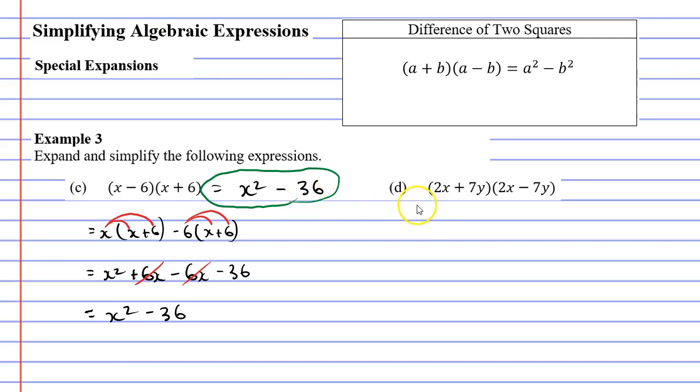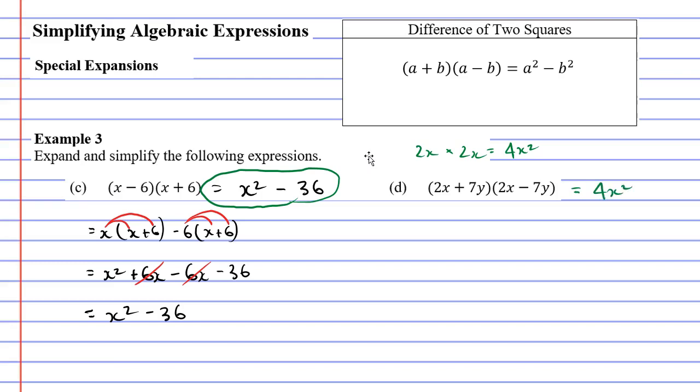All right, so let's do question D now. And this time, I'll do it a little differently. I'm going to use the shortcut first this time, and then we'll use the longer method and see that we get the same thing. Okay, so I've got two terms. I've got 2x and 7y. What happens when I square 2x? Well, that's the same as saying 2x times 2x. 2 times 2 is 4, and x times x is x squared. So I'm going to get 4x squared.